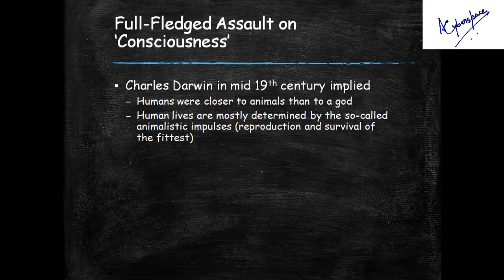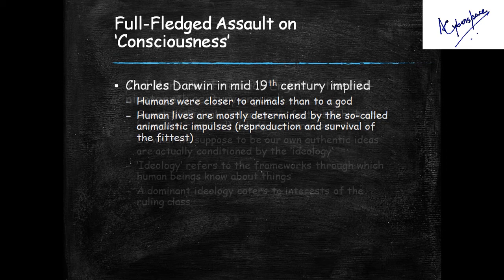And we have this full-fledged assault on consciousness, the idea of human consciousness, the idea of subjectivity, the idea of a thinking self, the unified self, all came under assault when Charles Darwin in the mid-19th century implied humans were closer to animals than a god, and human lives are mostly determined by the so-called animalistic impulses, that is reproduction and survival of the fittest, and so on and so forth.